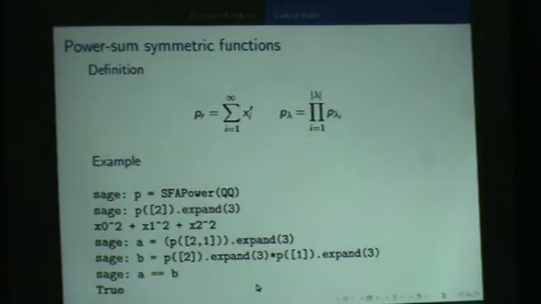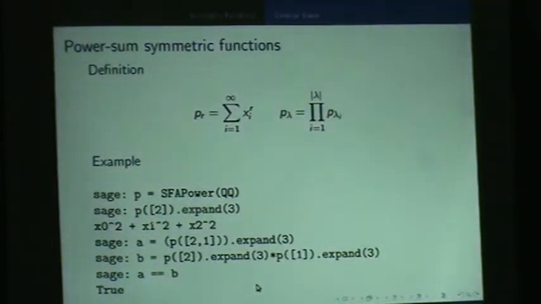So if I wanted to work with symmetric functions in the power sum basis in Sage, the command I would run would be P is equal to SymmetricFunctionAlgebra power and then QQ cubed. I'm going to look at symmetric functions over the rationals. And so what this does is this creates an object P in Sage that corresponds to the symmetric function algebra in the power sum basis. Okay, so how do I create elements? How do I create symmetric functions in this basis?